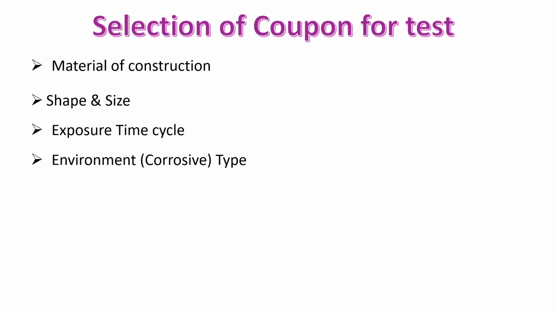The next is the environment, whether it is a corrosive environment or not. The choice of corrosion coupon should also take into consideration the corrosive environment. For example, if we have to expose a coupon to a highly acidic environment or highly alkaline environment, it may need to be made from a different or compatible material for the process areas.